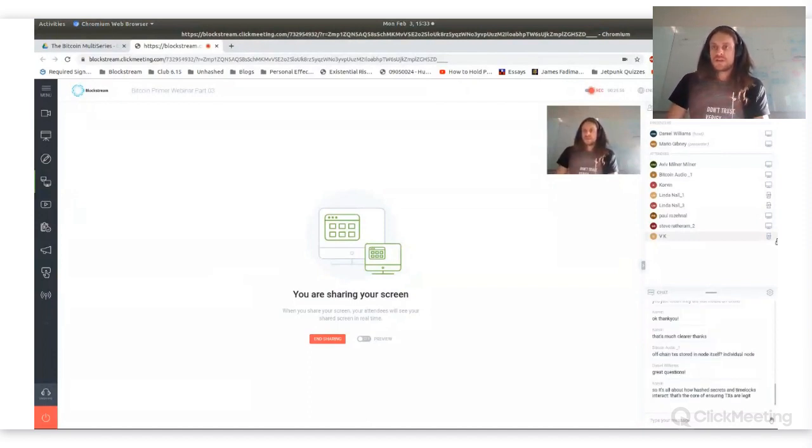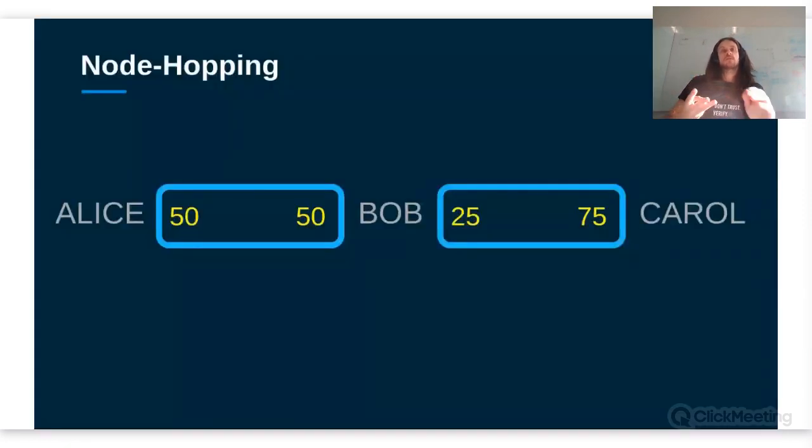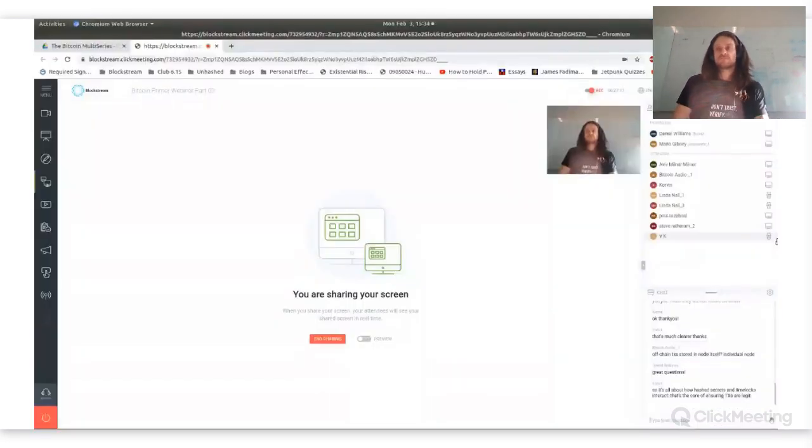So it's all about how hash secrets and time locks interact. That's the core of ensuring transactions are legit. Yeah, basically, there are three scripting components that go into Lightning channels. There's multi-signature, there are time locks, and pre-hashes, we call them. And using those three primitives, you can build up the whole Lightning network from that.